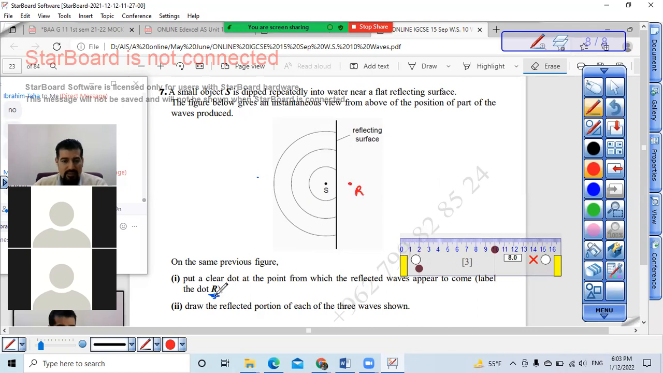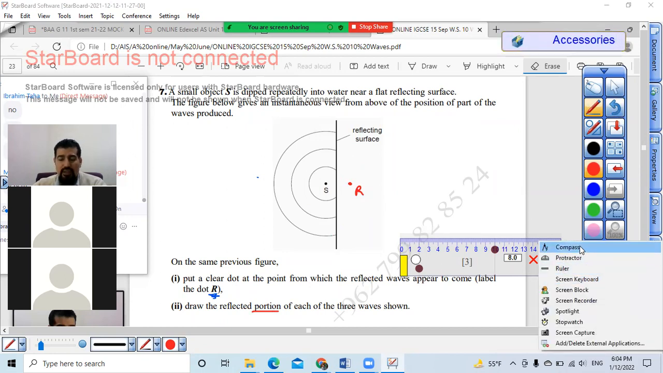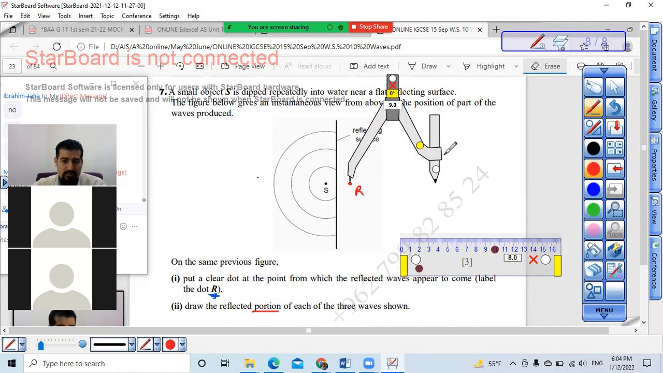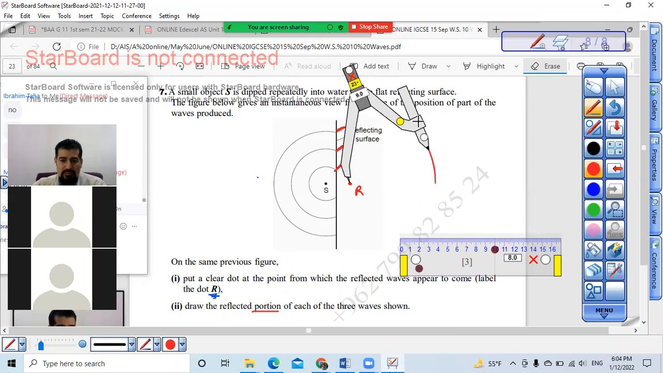Then they ask, draw the reflected portion of the three waves as shown. Now this wave is supposed to continue like this, and this wave like this, and the same thing here, but they reflect. How am I going to draw their reflection? I will use my compass. Teacher, how can you use your compass? I'll put my needle on the same point as R, and the pencil I put three times, once here, once here, and once here. I keep it open.